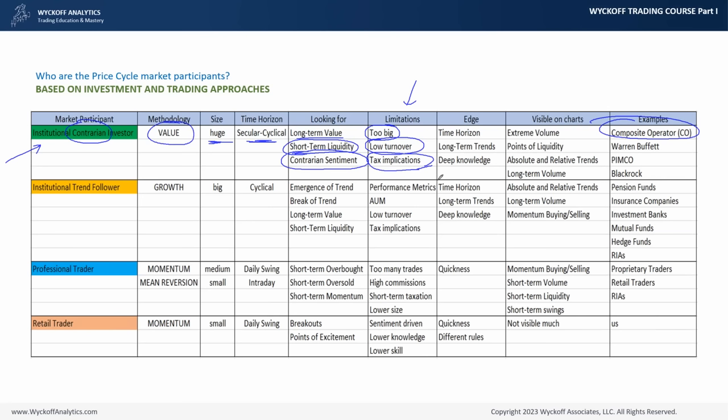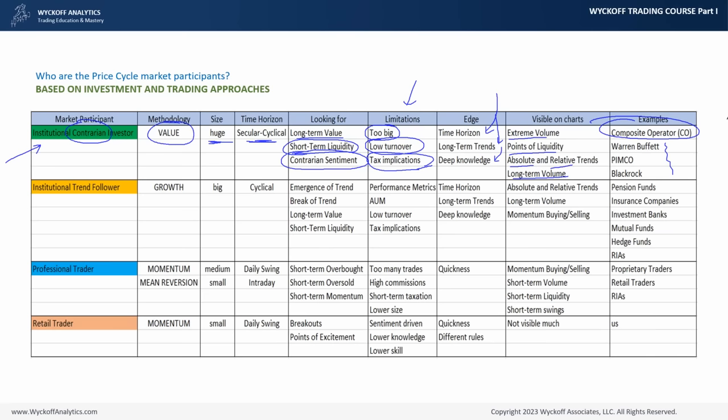Their edge is obviously a long time horizon, long-term trends that they look at, and very, very deep knowledge of the market. They are visible on the chart with the extreme volume at the points of liquidity, visible through the absolute and relative trends and long-term volume signature. Examples of the composite man, composite operator: Warren Buffett, PIMCO, BlackRock.